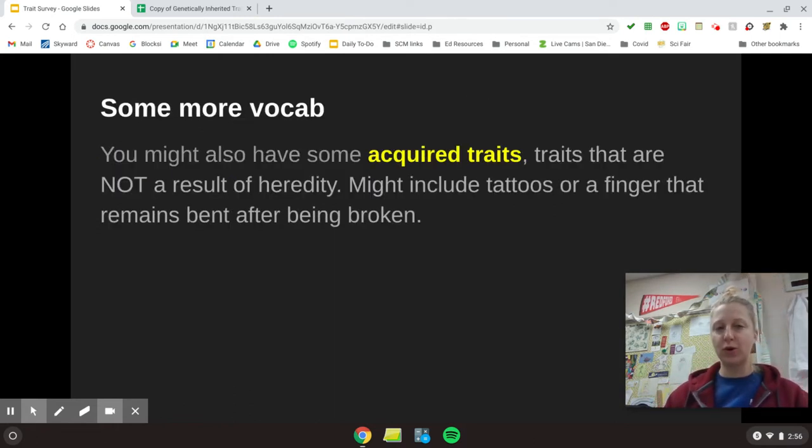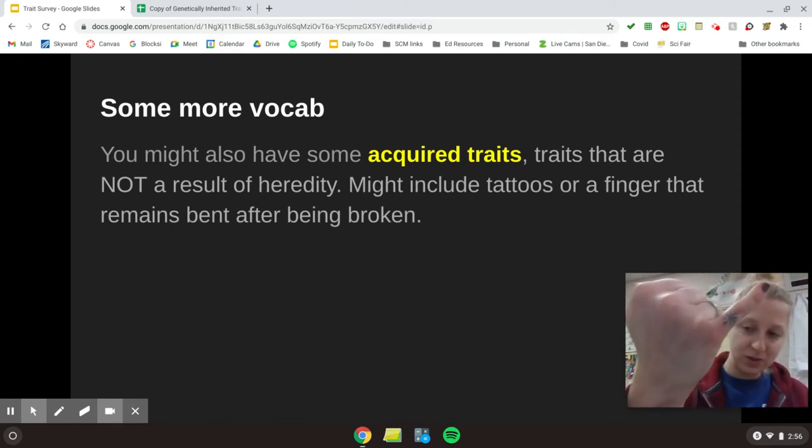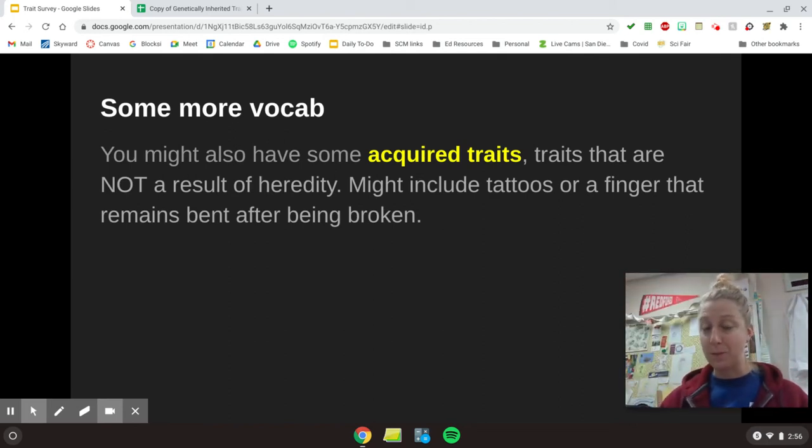One other thing before we jump into the traits is I want you to realize that not all traits are genetically inherited. We also have these things called acquired traits, which are traits that we don't inherit, things that we're not born with. The example I always use is my tattoos. I have a couple of tattoos. Guess what? I wasn't born with them. I didn't inherit tattoos from my parents. I acquired them later on in my life. Okay, so there are a lot of different examples of that.